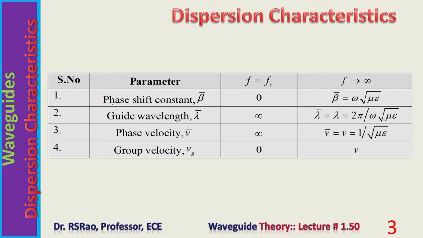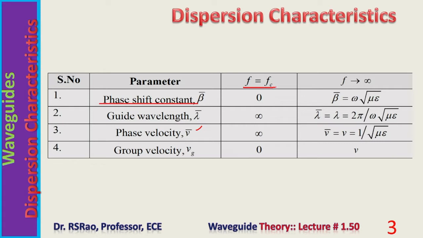Phase shift constant beta, a bar is there over it. This bar indicates that the phase shift constant is measured along the length of the guide. Similarly, for guide wavelength also, a bar is placed over its head. It indicates that wavelength is measured along the length of the guide. Phase velocity, a bar is there. This bar indicates it is measured along the length of the waveguide. Group velocity.